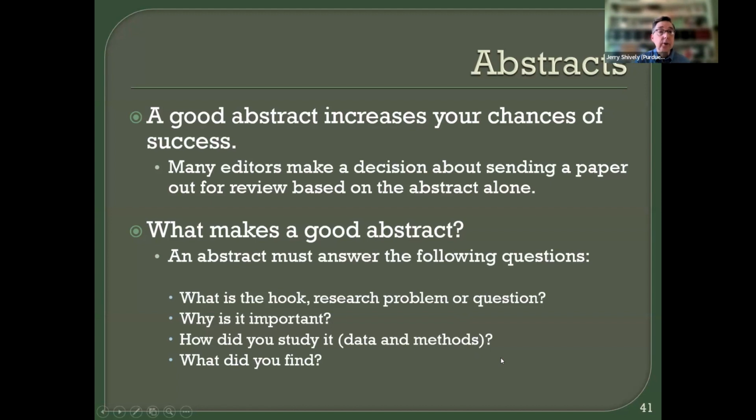First of all, what the research problem is, what the hypothesis is or the question, what the hook of the paper is, why it is important, how you studied it, in other words, what data and methods are used in the paper, and ideally what you found, so the main conclusion of the paper. For a good abstract, all of that can be done in a couple of hundred words. And really, it is amazing and unfortunate that a lot of abstracts don't answer those questions and therefore don't communicate clearly what the paper is about.